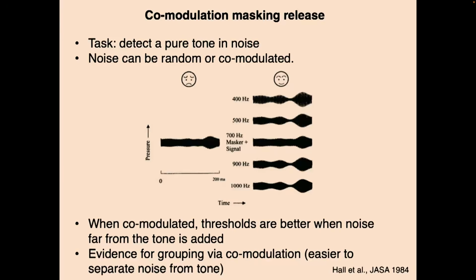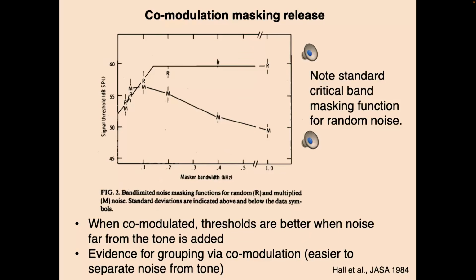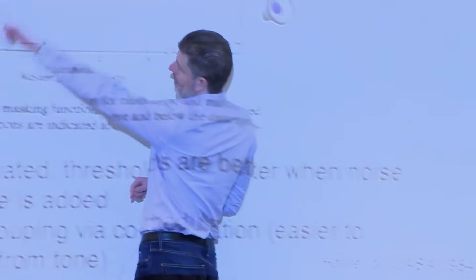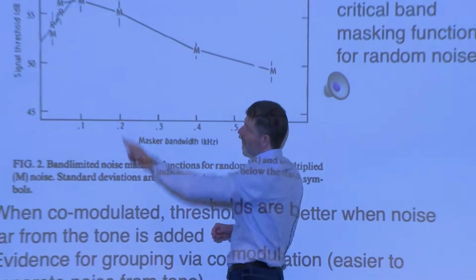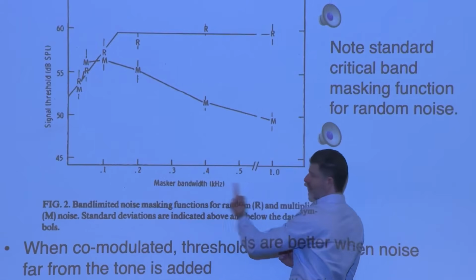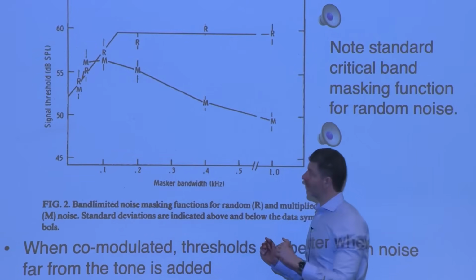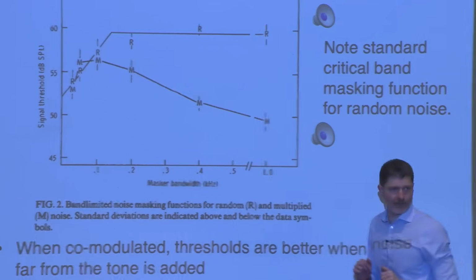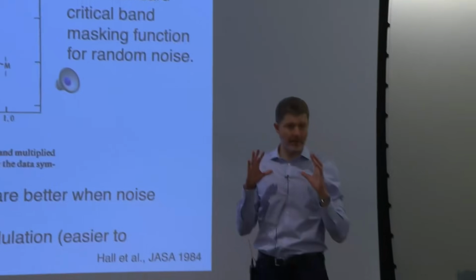So when the noise is co-modulated, the thresholds are better when noise that is far from the tone is added. Okay. So here's the result of the experiment, and then we'll listen to a demo. You can see whether you believe it. This is the same kind of graph that we saw earlier. We got a threshold on the y-axis and the masker bandwidth on the x-axis. The graph that has the R symbols stands for random, and that's the classical band widening result.